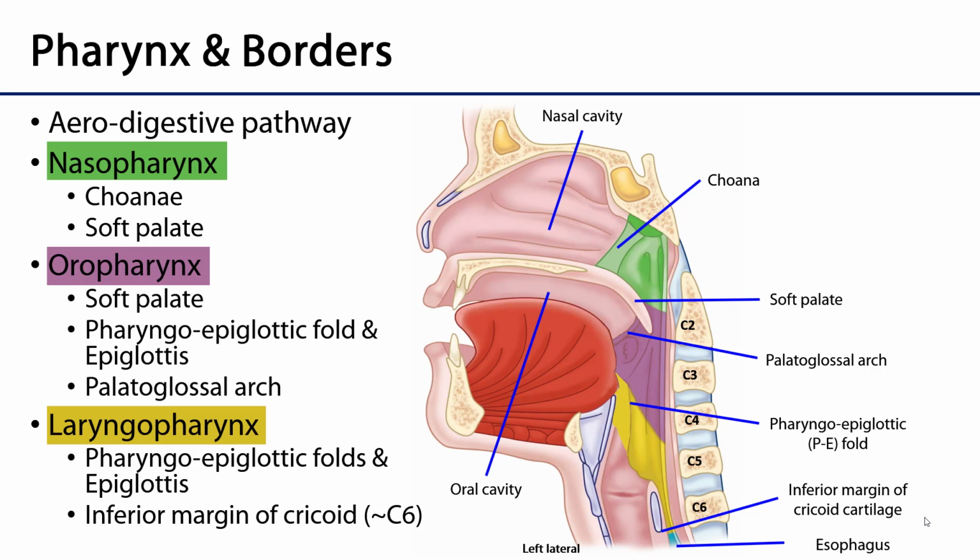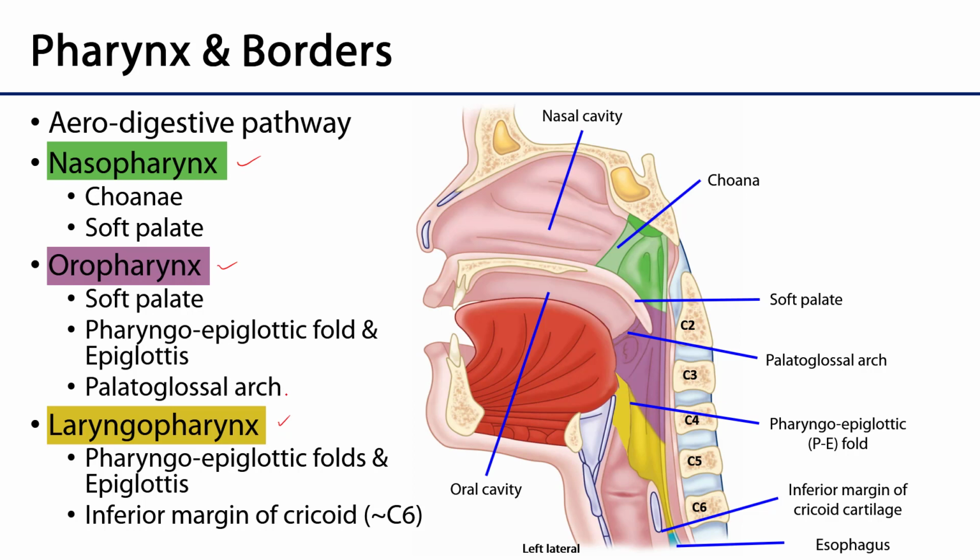The pharynx, or colloquially referred to as the throat, is a common aerodigestive pathway. So this is a space through which air, food, and beverage stuffs can be moved. And it's divided into three subspaces. There's the nasopharynx, the oropharynx, and the laryngopharynx.